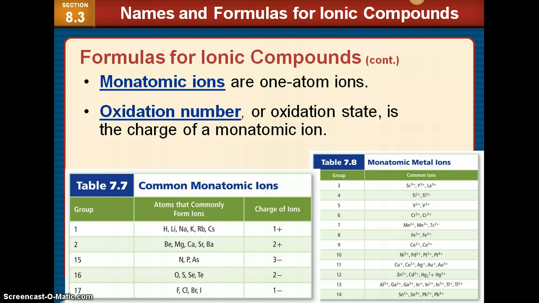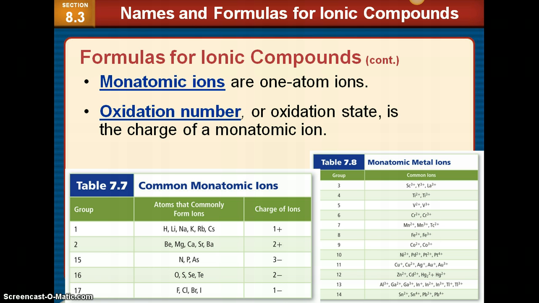When we talk about ions, there are a couple different types of ions that we're going to talk about. The first type of ion is called a monatomic ion. Remember, the prefix mono means one. So these are one-atom ions. When we talk about one-atom ions, they always have the same charge. When we look at the charges, we often call them oxidation numbers or oxidation states, and that's going to be the charge of the monatomic ion.